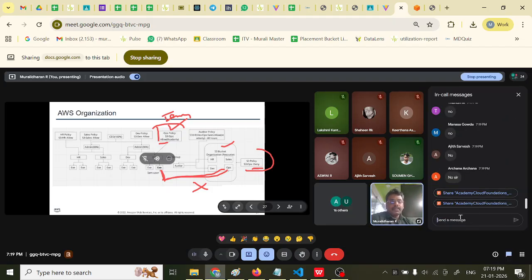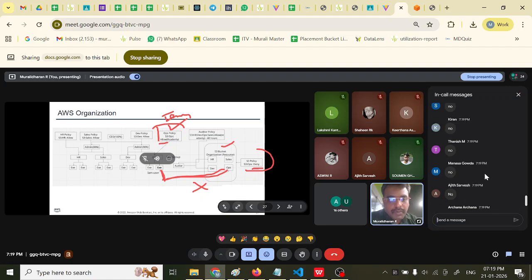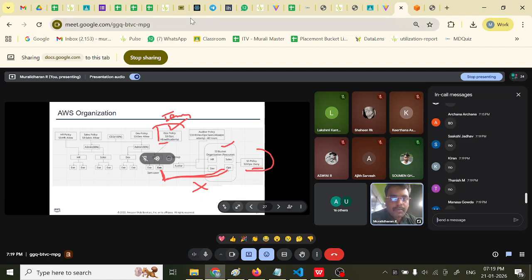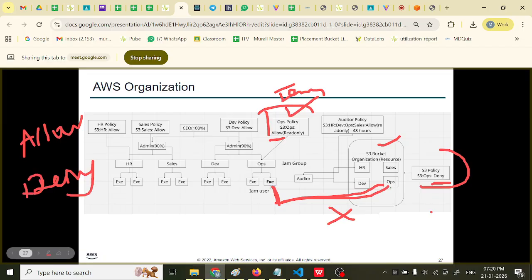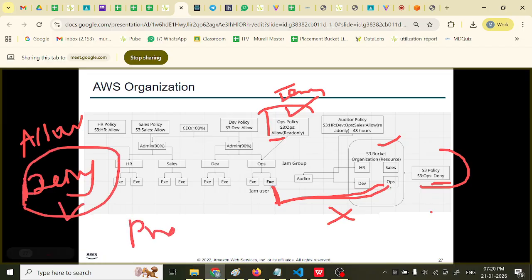Okay, let me say why. Yes, whatever you said is correct. That is no, we cannot access. Why? Because when you compare allow and deny, the deny statement will take precedence. That means the priority is given to deny. If it is deny here also, the deny will take priority.